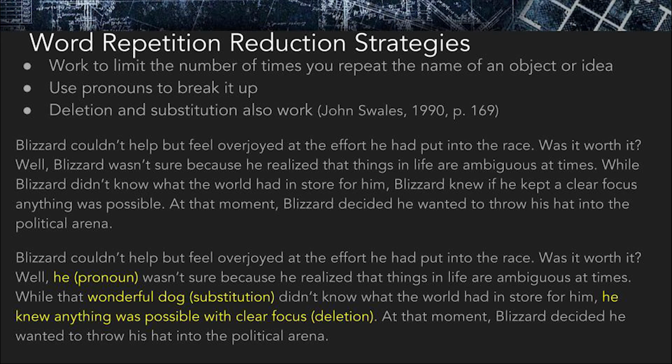Take a look at the two paragraphs on this slide. The upper paragraph does not contain any repetition reduction techniques. The lower one has been modified to sound smoother. The yellow type points out the changes we made. You can see that we use the name Blizzard in the first sentence. He replaces the name in the third sentence. In the fourth sentence, Blizzard is replaced with wonderful dog. In the second half of that sentence, we also deleted one use of Blizzard because we already knew who we were talking about.